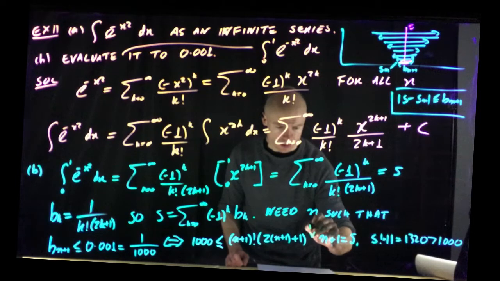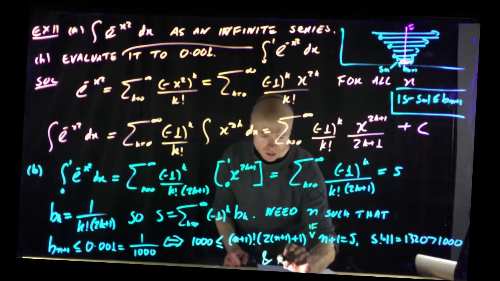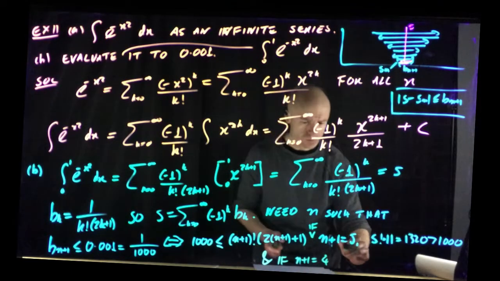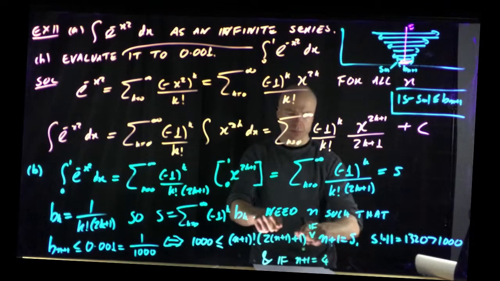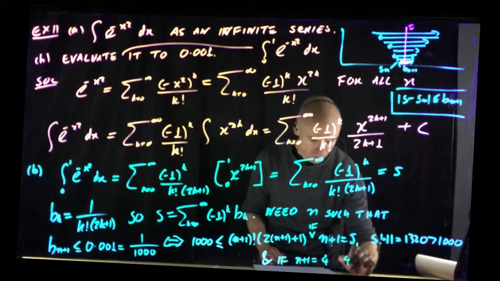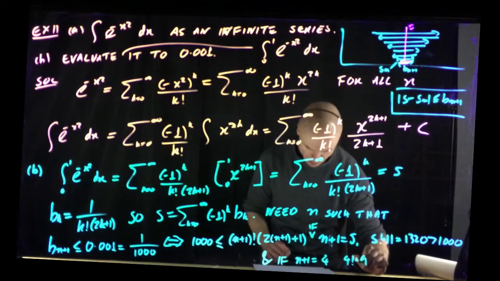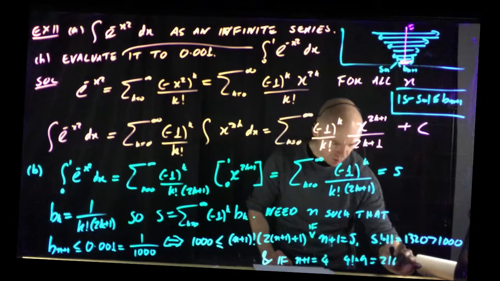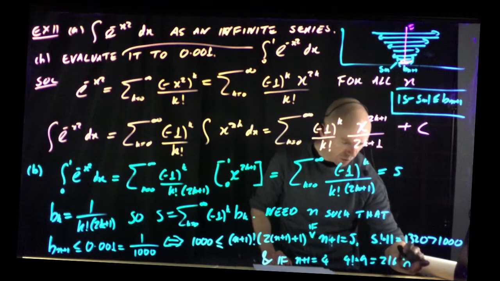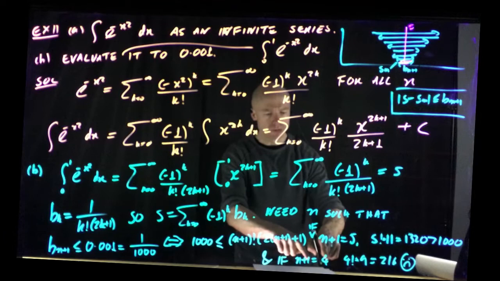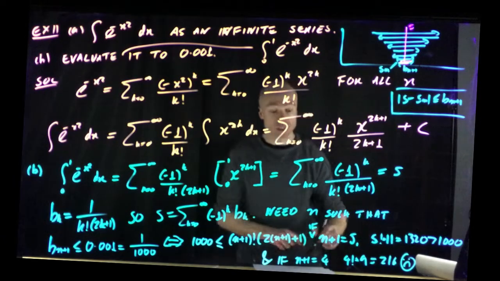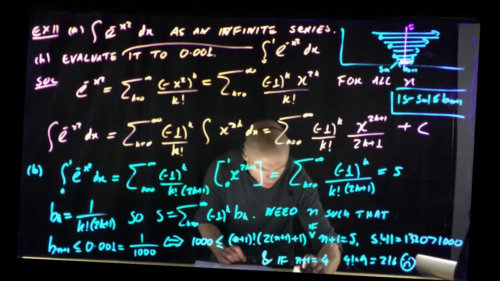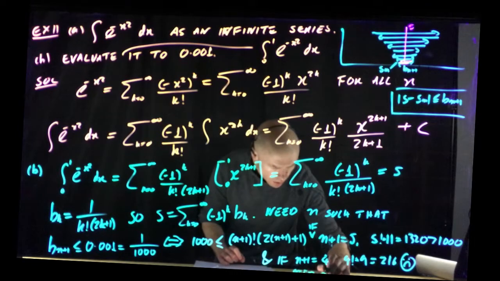If n plus 1 is actually equal to 4, then we're going to have 4 factorial times 9, and that is something a lot smaller, 216, which is no good. Okay. So we cannot get away with n plus 1 being equal to 4, right? We need n plus 1 to be 5, which means n is equal to 4. So we need n equal to 4.